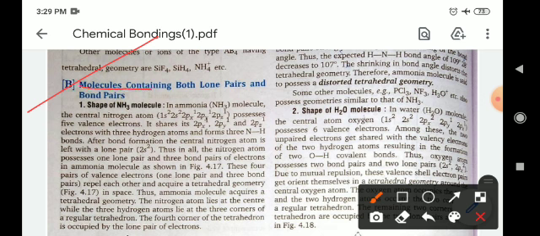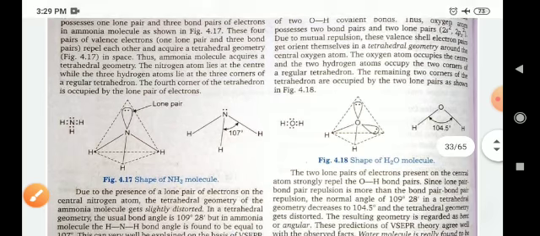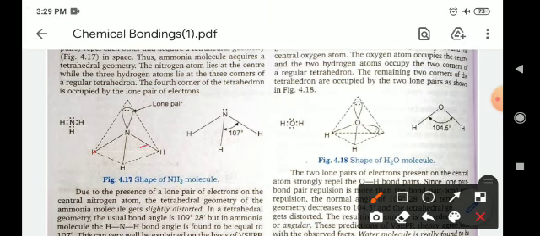So molecules containing both lone pairs and bond pairs, for example NH3. In NH3, there are three bond pairs and one lone pair. This lone pair will create a repulsion between lone pair and bond pair, which will be greater than bond pair repulsion, due to which the bond angle will decrease and come to 107 degrees.